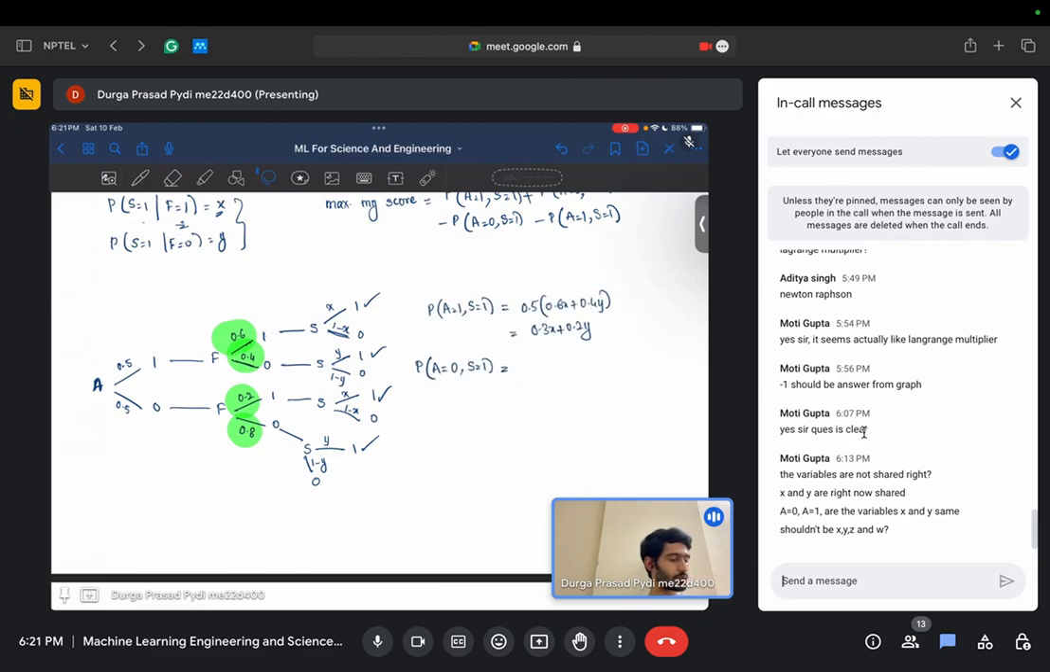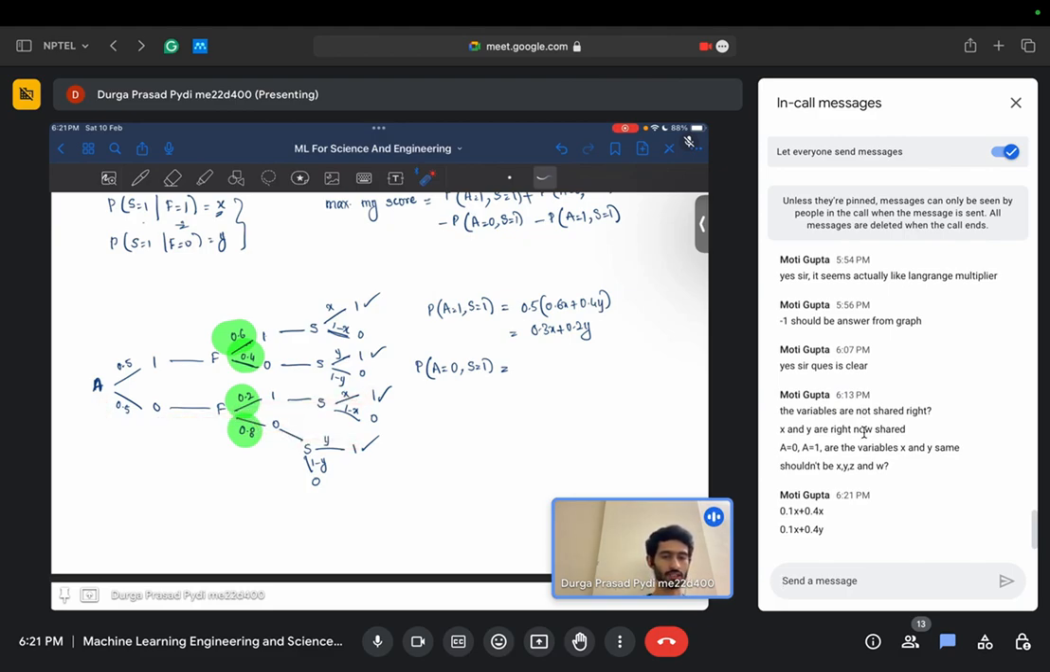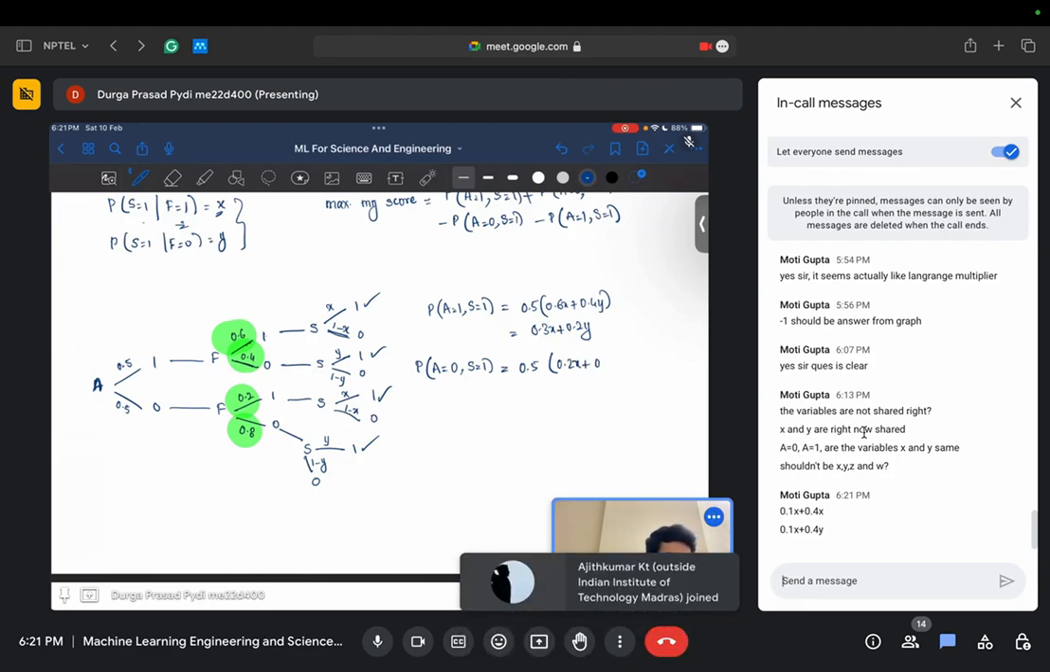So okay, what is the second one? Probability that A equal to 0 and S equal to 1. I have to just follow the next part. A equal to 0 and then S equal to 1 is this one part and this two part. So there are these two chains that I have to add. So 0.1x plus 0.1x plus 0.4y. Okay, so it is just 0.5 times (0.2x plus 0.8y). So that should give you 0.1x plus 0.4y.